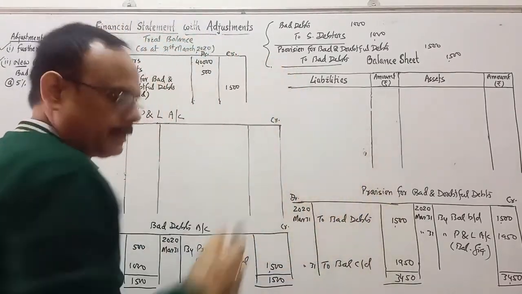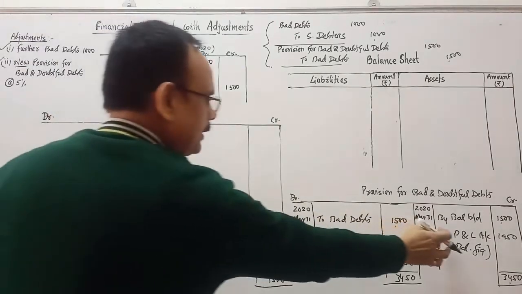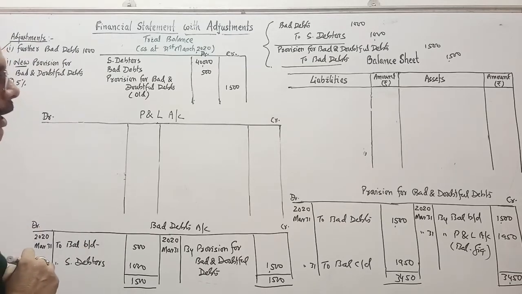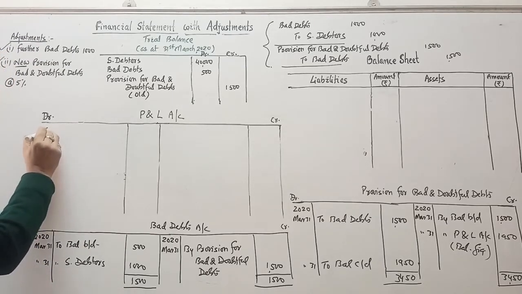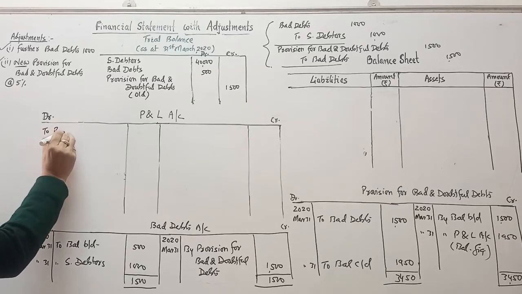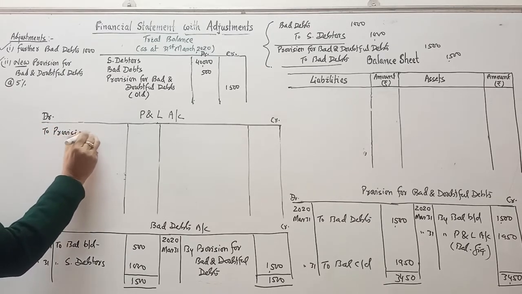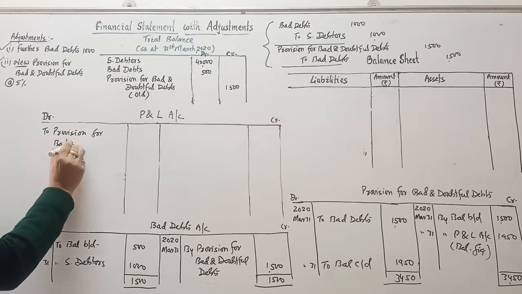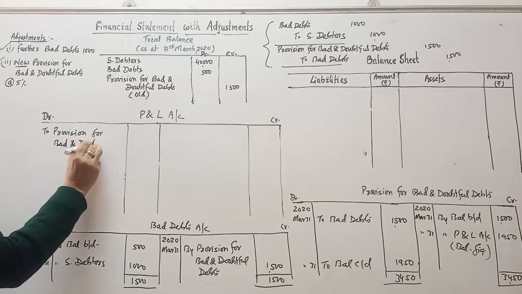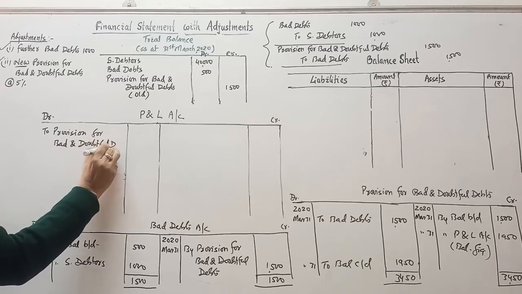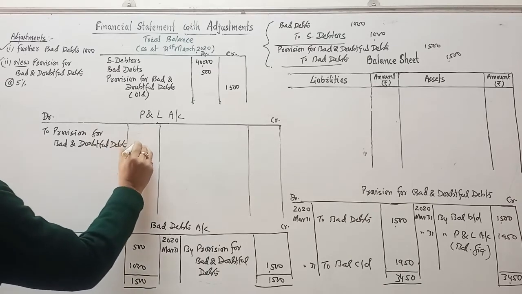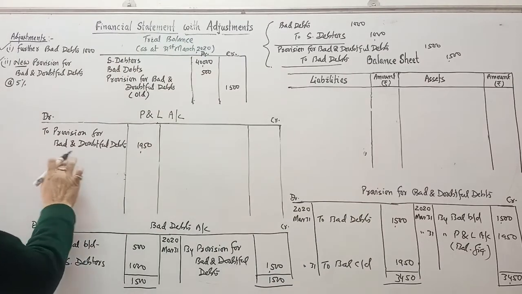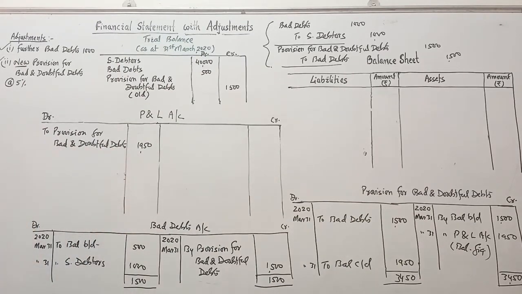So the next entry for this, if you see this entry, will be profit and loss account debit to provision for bad and doubtful debts. You can directly write it over here, to provision for bad and doubtful debts. How much? 1950. This one: PL account debit to provision for bad and doubtful debts. Directly you can write it.